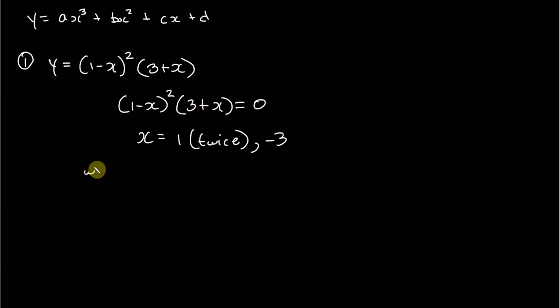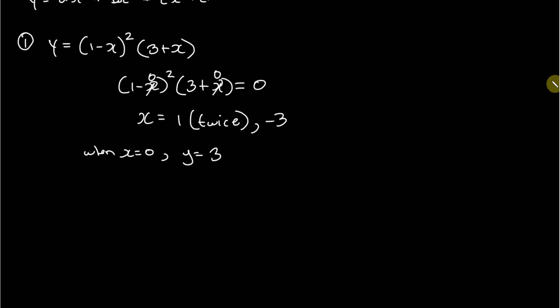Now when x equals 0, what's y going to be? Well, we can just set x equals 0 here, and we've got 1 minus 0, that's just 1, 1 squared is 1, 3 plus 0 is 3, so that's just 1 times 3. Of course, it's going to leave us with y equals 3.